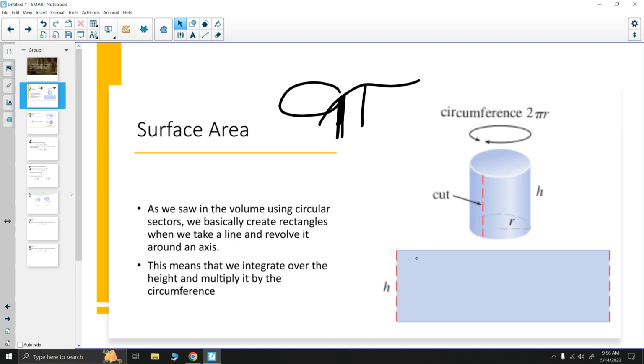So whatever this height is, or if we turn it sideways, it would be the length. If we were instead thinking about our cone this way, we would integrate along the height, and then we would do the circumference. And the circumference would obviously be 2 pi r, whatever our radius is here. Okay, so we're going to extend that out now to more complicated shapes.